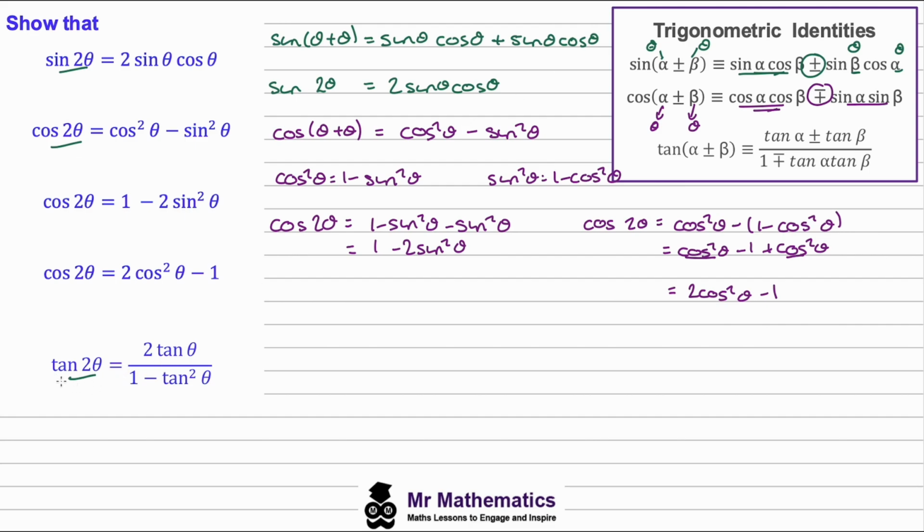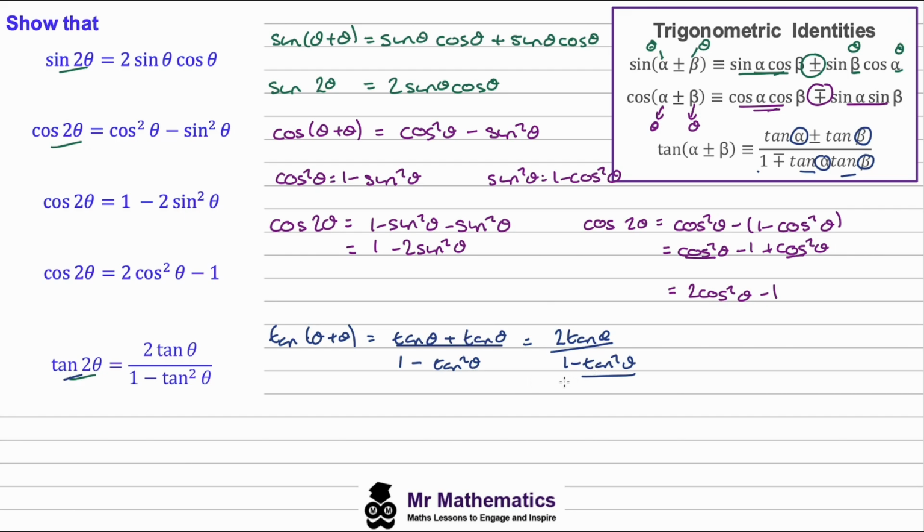If we look at tan 2 theta, now we'll replace each of these alpha and betas with a theta. So we'll have tan theta plus itself over 1 minus tan squared theta. So we've got tan theta multiplied by itself to make tan squared. Our numerator, 2 tan theta, divided by 1 minus tan squared theta. Okay?